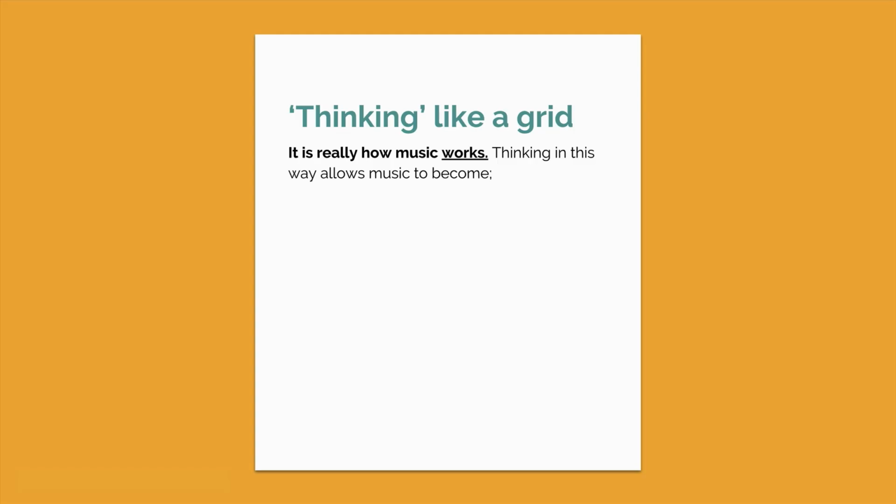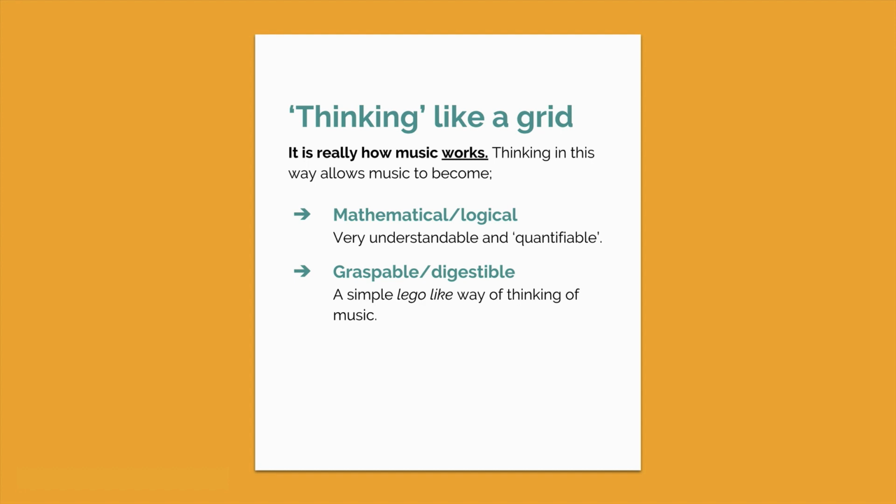So thinking like a grid is a really important way to understand how music works, whether you're playing a trombone, a church organ, piano, violin, cello, singing, composing a symphony, it really doesn't matter. Everything works like this grid, and thinking in this way allows us to do a number of things. Music becomes mathematical or logical. It's very understandable and quantifiable, and you can digest it therefore. So it's like a Lego-like way of thinking about music.